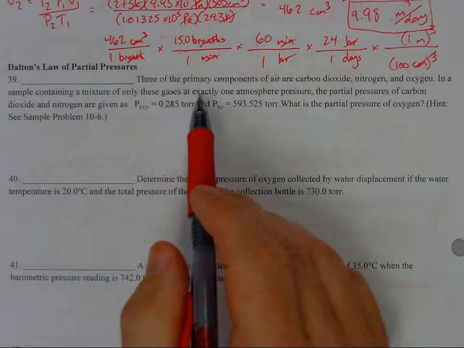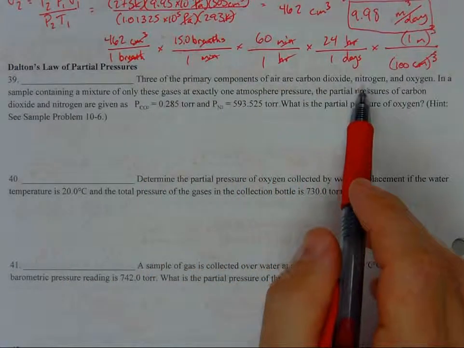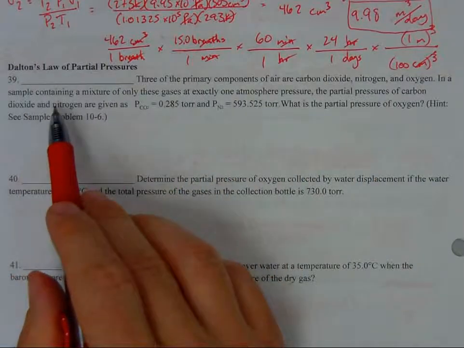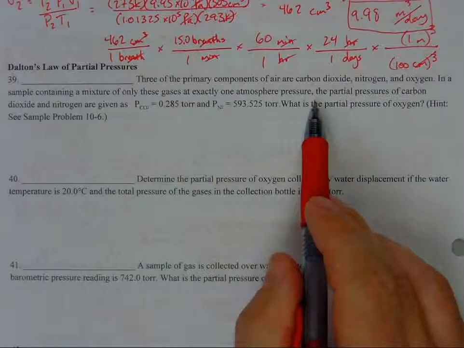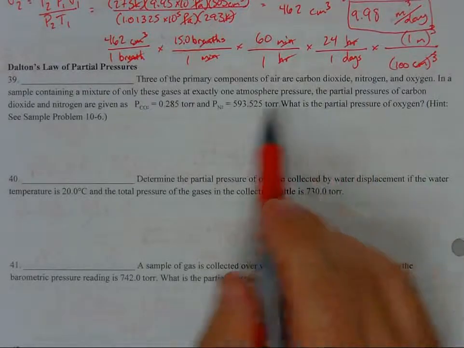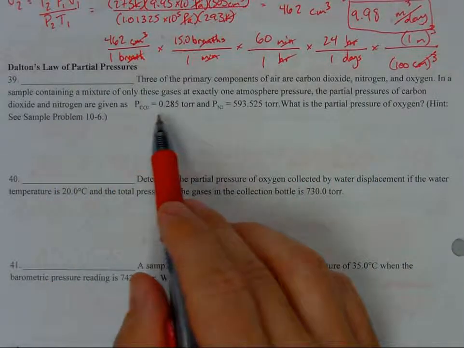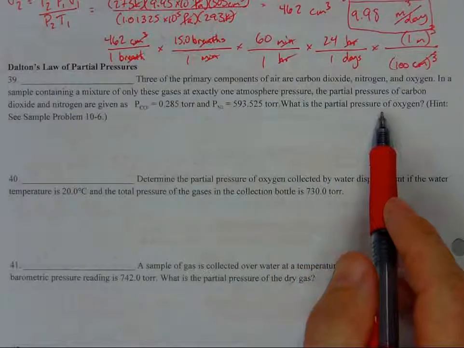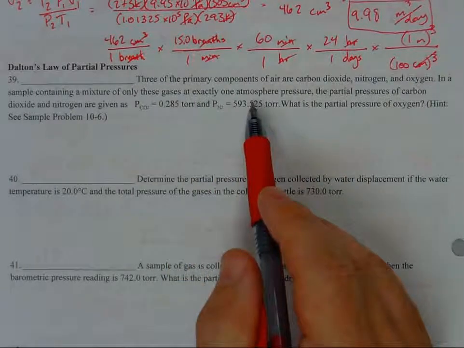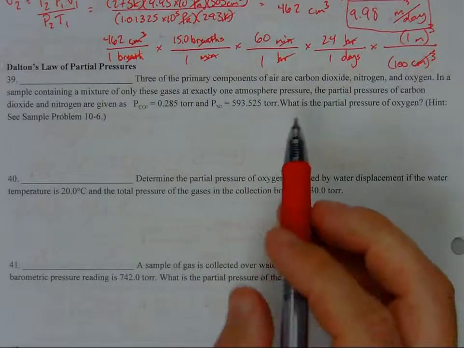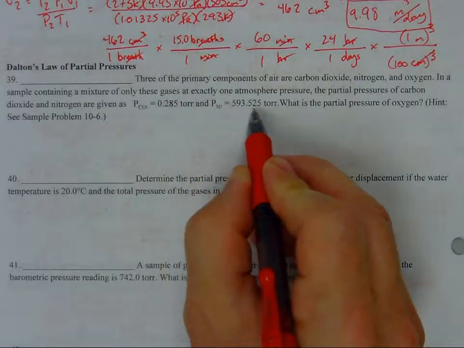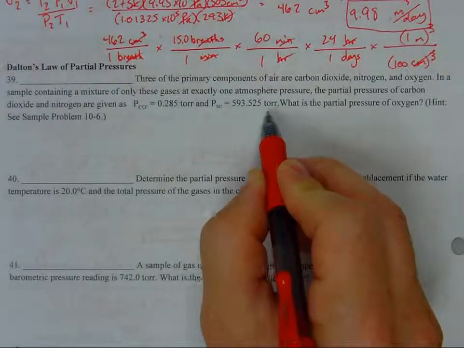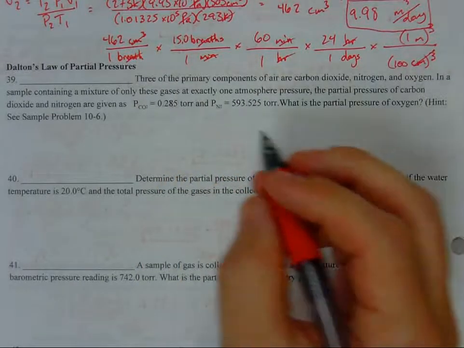All right, three of the primary components of air are carbon dioxide, nitrogen, and oxygen. In a sample containing a mixture of only these gases at exactly 1 atmospheric pressure, the partial pressures of carbon dioxide and nitrogen are as given. What is the partial pressure of oxygen? Okay, we're at exactly 1 atmosphere pressure. Now, before you go down and write 1 atm, notice that these two pressures are given in torr.